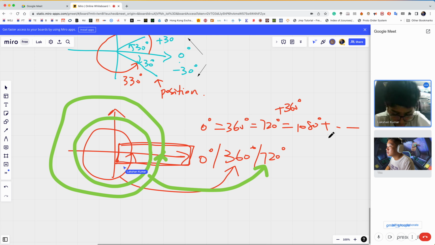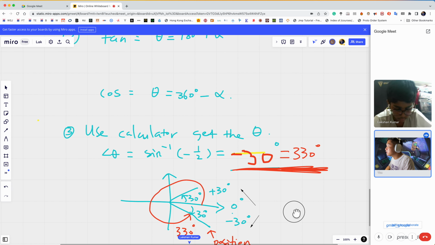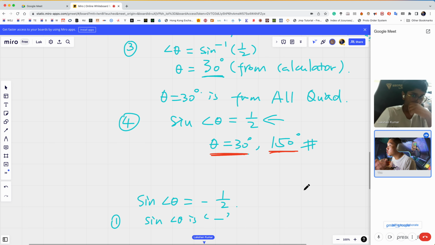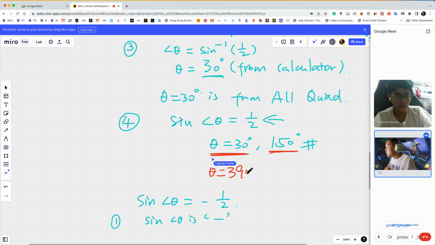That's why, just now at the start of the lesson, after solving this part, theta, you should be looking at sine theta equals to half, step four. So just now we talked about theta equals 30 and theta equals 150, right? You know why we only restrict ourselves to these two answers? You know what? Theta equals 30 is also theta equals 390 because they point to the same position.